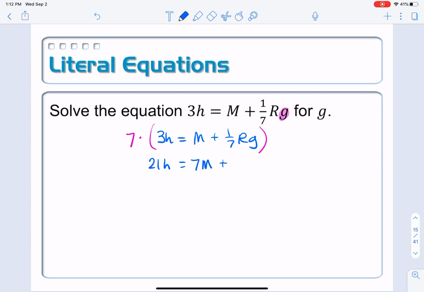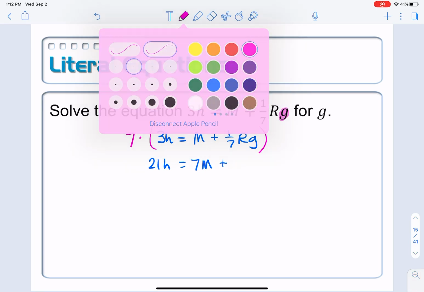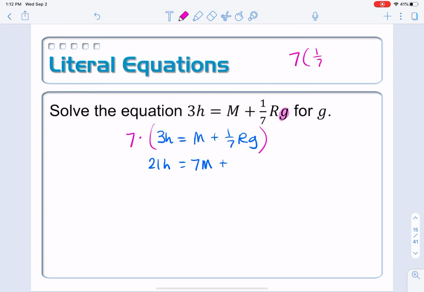And then here was the whole entire reason why I chose this. If I multiply 7 times 1/7, I get 1. These things are reciprocals of each other. They're multiplicative inverses. I can also think of this as 7 over 1, and whenever I do top times top and bottom times bottom, I get 7 divided by 7, which of course is equal to 1.